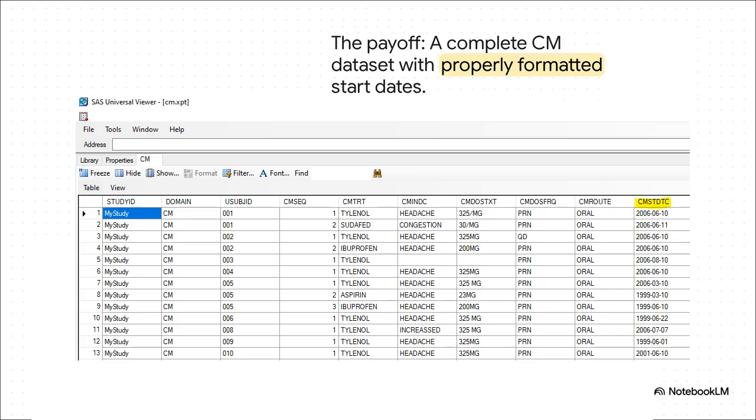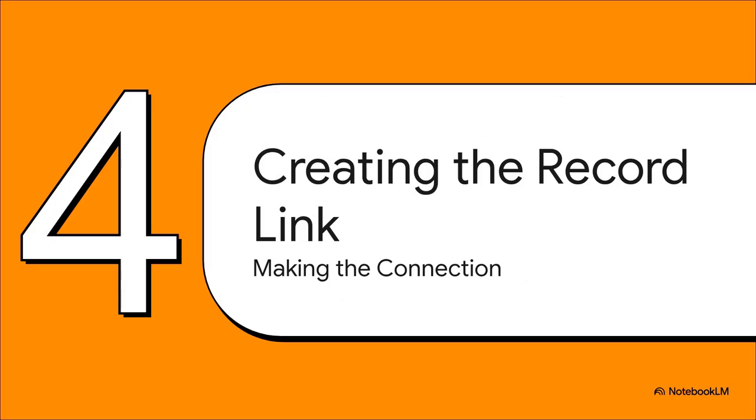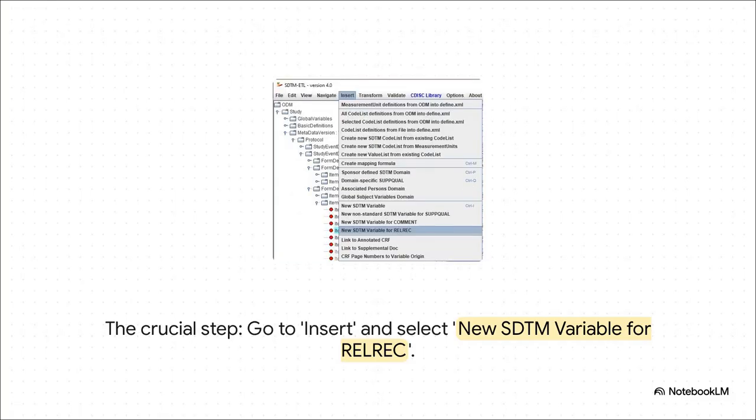Now we are finally ready to make the connection. All right, here we go. This is the main event. This is what we've been building up to this whole time, actually creating that link between the adverse events and the medications. So, inside the mapping for our CM data, you just go up to the Insert menu. And you're going to see an option there, New SDTM Variable for RELREC.